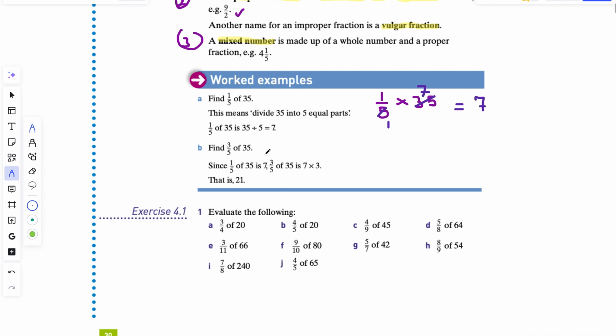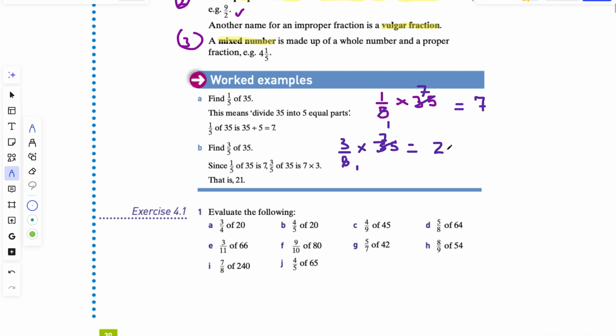So if we say 3 over 5 of 35, what it means is to simply say 3 over 5 times 35. We do the same thing we did just now. The denominator divides the 35: 5 into 5, you get 1; 5 into 35, you get 7. 7 times 3, you get 21. So our answer will be 21 in this regard, okay? Because you break this one down, then you multiply by this numerator, you get 21.